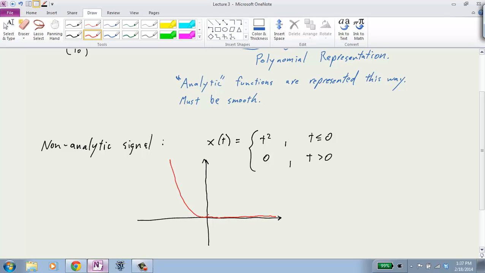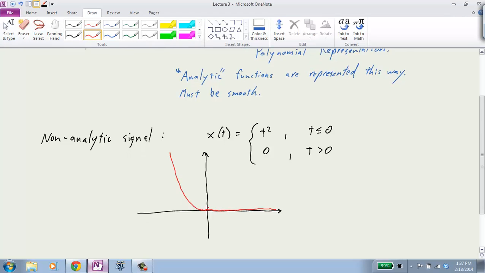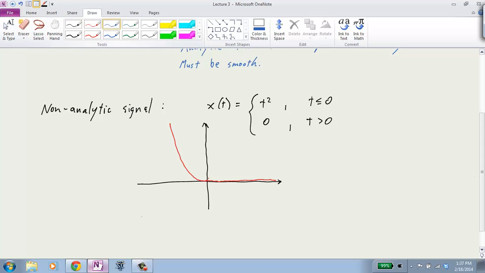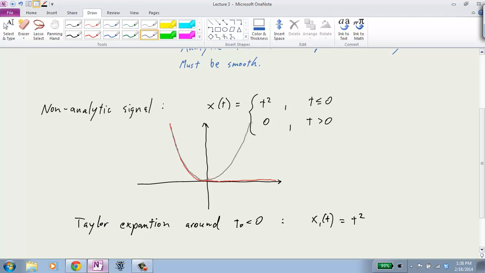It's well defined. But notice that if you take the Taylor series expansion around t naught, for negative t naught, you're going to get x1 of t, let's call that the Taylor expansion around some t naught that's negative, is just going to be t squared. You'll match it correctly on the negative side, but the analytic extension of that's going to be quadratic.